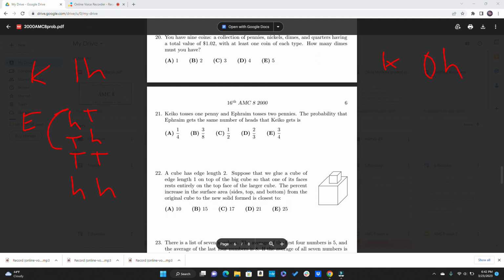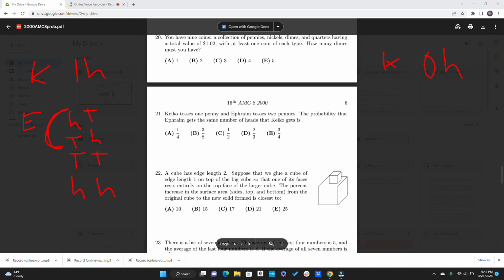So, because when you toss a coin, there's an equal chance of getting heads or tails, these 4 probabilities each have an equal chance of occurring, right? You're as likely to get a tail and then a head as you are to get a tail and then a tail. So there's 2 ways, 2 out of 4 ways, where when Kiko gets 1 head, E also gets 1 head. So 2 out of 4, that's the same as a 50% chance. That's 1/2.